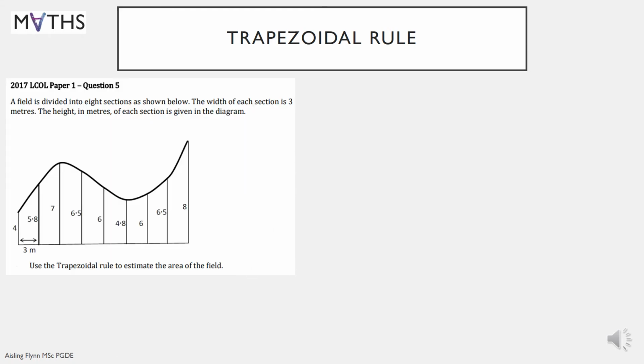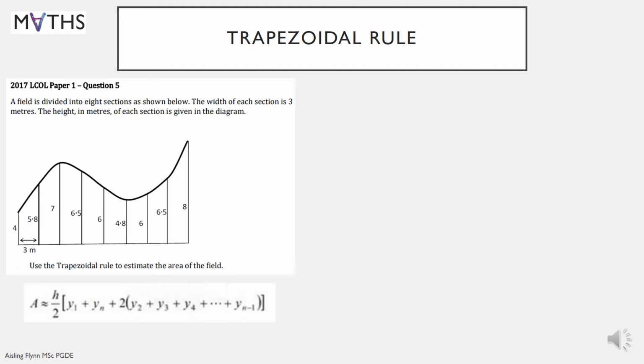So let's see it in use. This was an exam paper question from 2017, ordinary level, Leaving Cert. You're asked: a field is divided into 8 sections as shown below. The width of each section is 3 meters. The height in meters of each section is given in the diagram. Use the trapezoidal rule to estimate the area of the field.